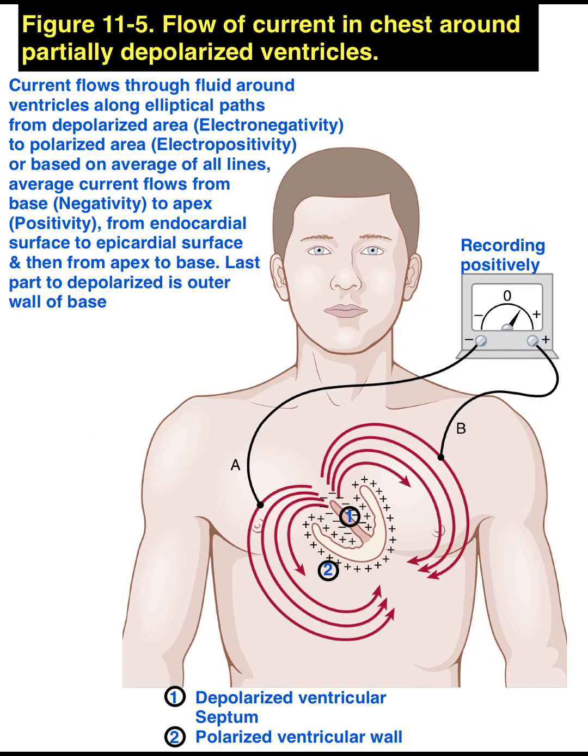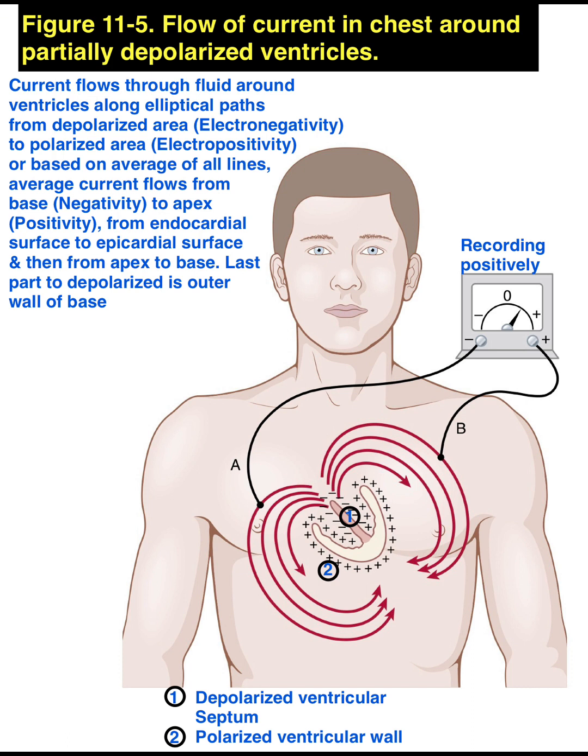This figure shows flow of current in the chest around partially depolarized ventricles. Marked number 1 shows the depolarized ventricular septum. Marked number 2 shows the polarized ventricular wall or resting ventricular wall. Current flows through fluid around the ventricles along elliptical paths from the depolarized area of the septum, that is electronegativity, to the polarized area of the ventricular walls, that is electropositivity.